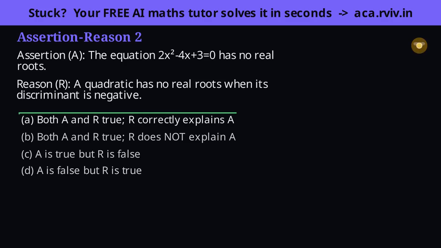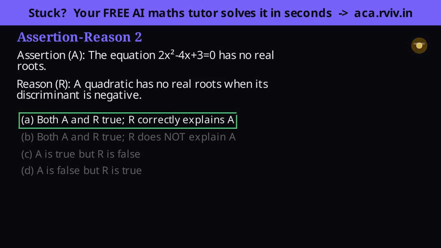Now the reason, a quadratic has no real roots when its discriminant is negative, is exactly the general rule, so it's true. And this time the reason really does explain the assertion. It's the precise principle we just applied to reach the conclusion. So both true, and the reason explains the assertion. Option A. Contrast this with the previous one, where the reason was true but didn't actually cause the assertion. Spotting that difference is the whole skill.